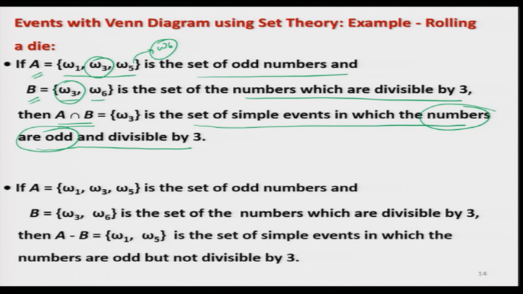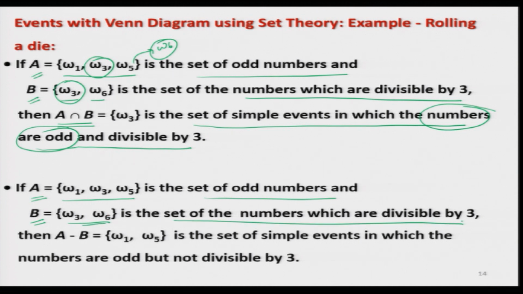Right. Okay. So now let us take one more example to define A minus B. So we consider an event A which consists of omega 1, omega 3 and omega 5, which are the set of all the odd numbers as earlier, and we define the same event B consisting of 3 and 6, which is the set of numbers which are divisible by 3.